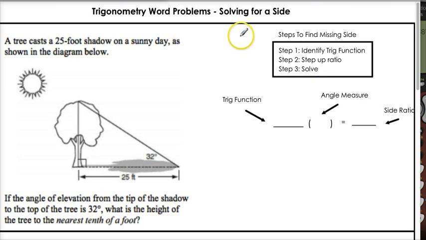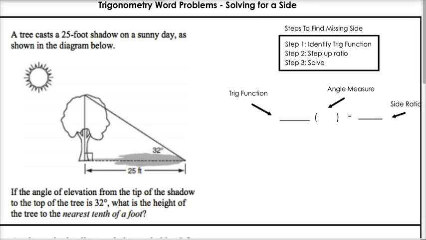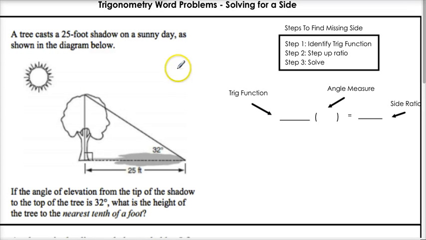All right, now let's do some kind of real-world problems, okay? Some like word problems. Now, you hate word problems, but just follow along, we're going to be good. A tree cast a 25-foot shadow on a sunny day, as shown in the diagram below. If the angle of elevation from the tip of the shadow, which is right here, to the top of the tree, which is right here, is 32 degrees, okay? What is the height of the tree to the nearest foot?